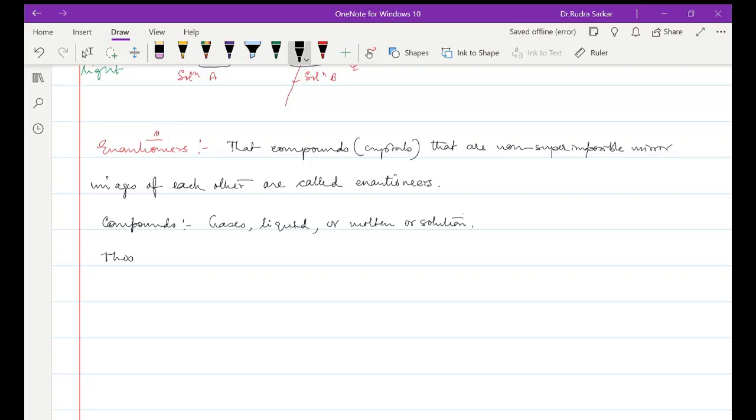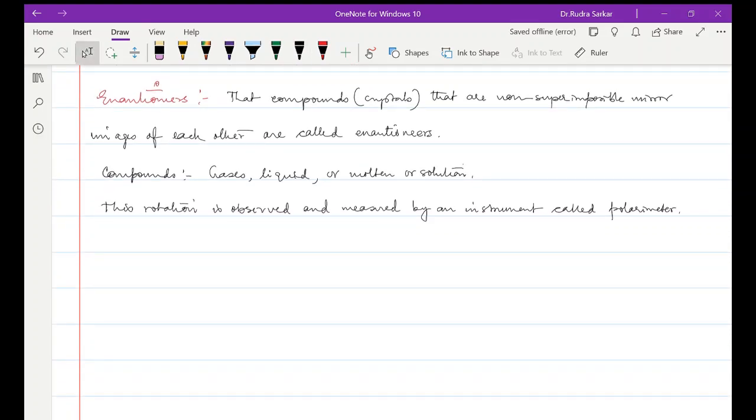This rotation is observed and measured by an instrument called polarimeter. Okay. So in this particular polarimeter, the important point to remember is that a sodium lamp is used, and which has a wavelength of around 589 nanometer. This has to be kept in mind.